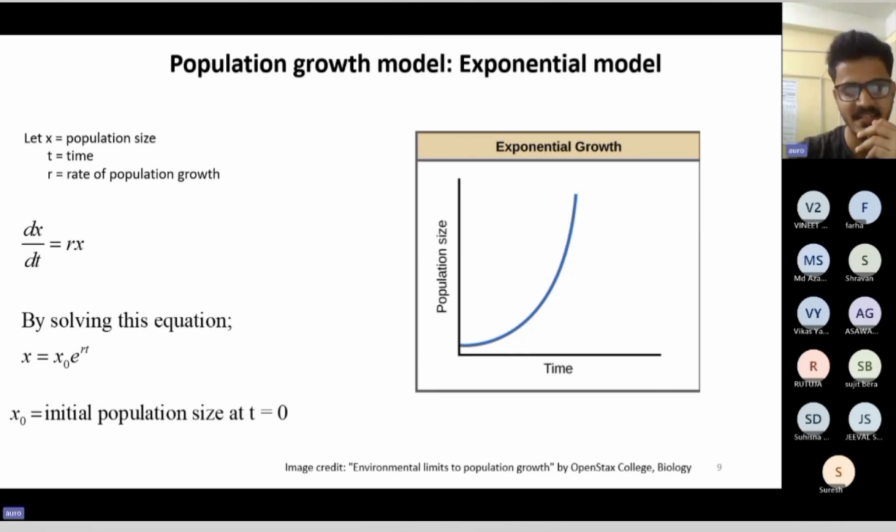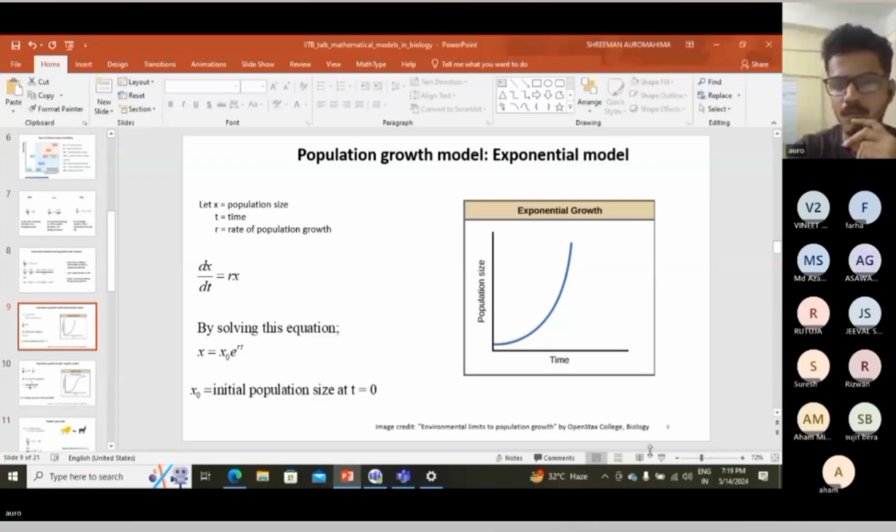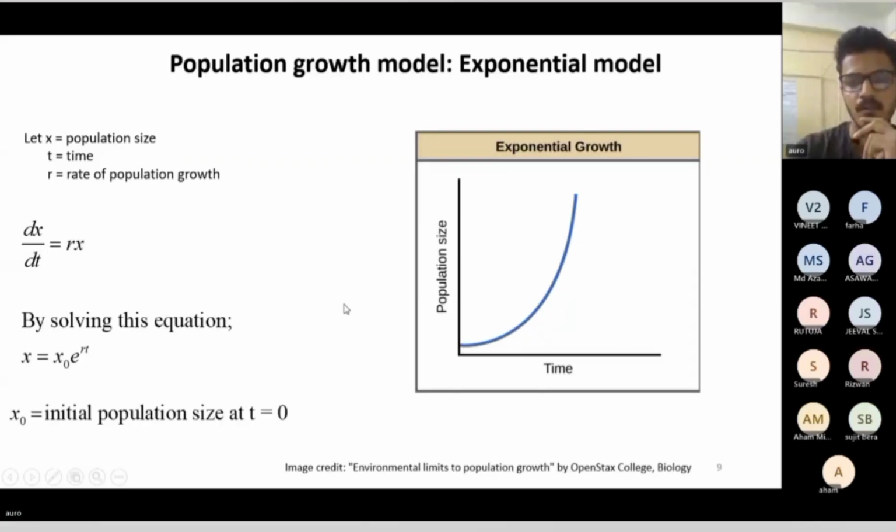The basic assumption: suppose x is the population size, then we can write how it is increasing. So dx by dt is basically the rate of change of the population, and any common person will assume that it depends on the current population size, because population cannot increase from nothing. There has to be something from which it is increasing. So maybe it depends on x. Then we write a constant. Okay, so this is the population growth model.